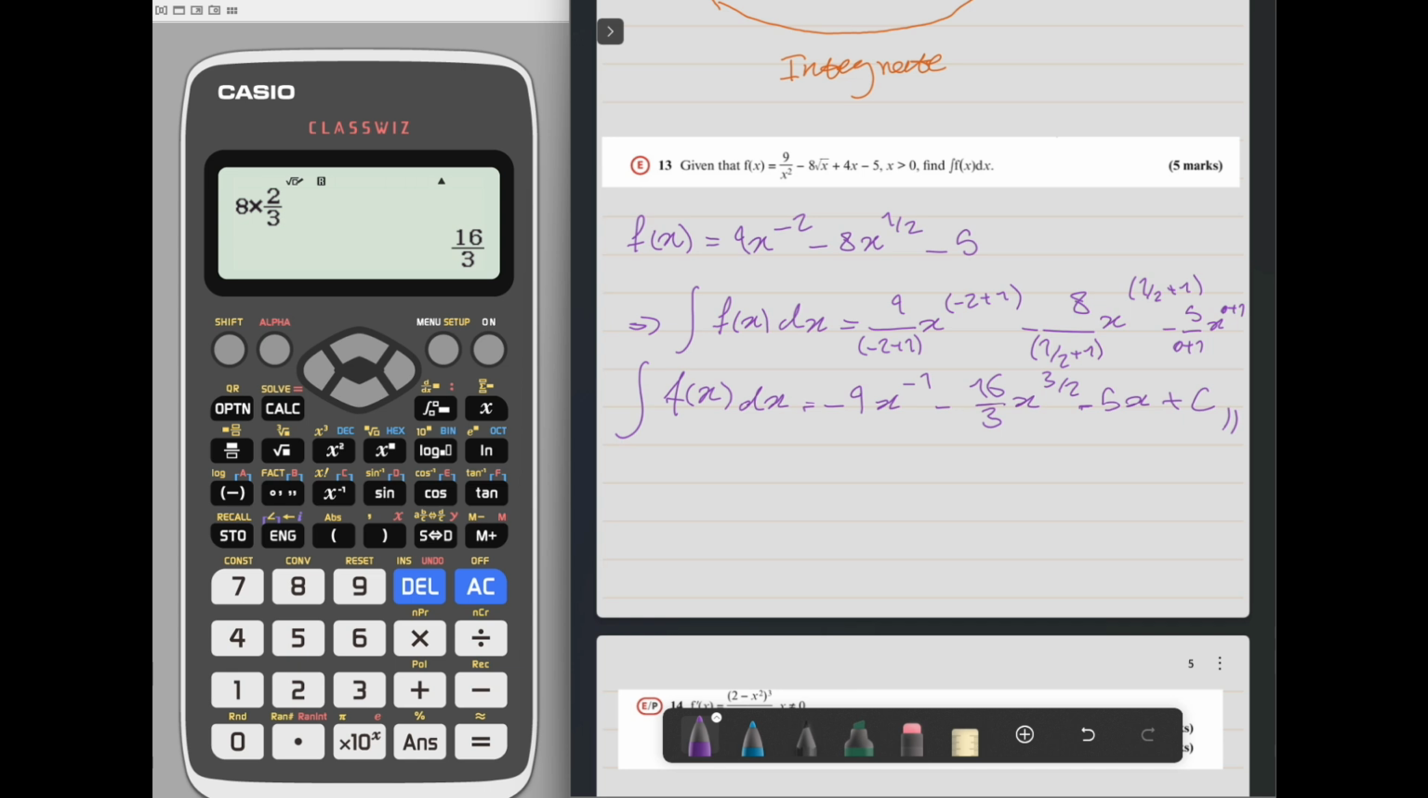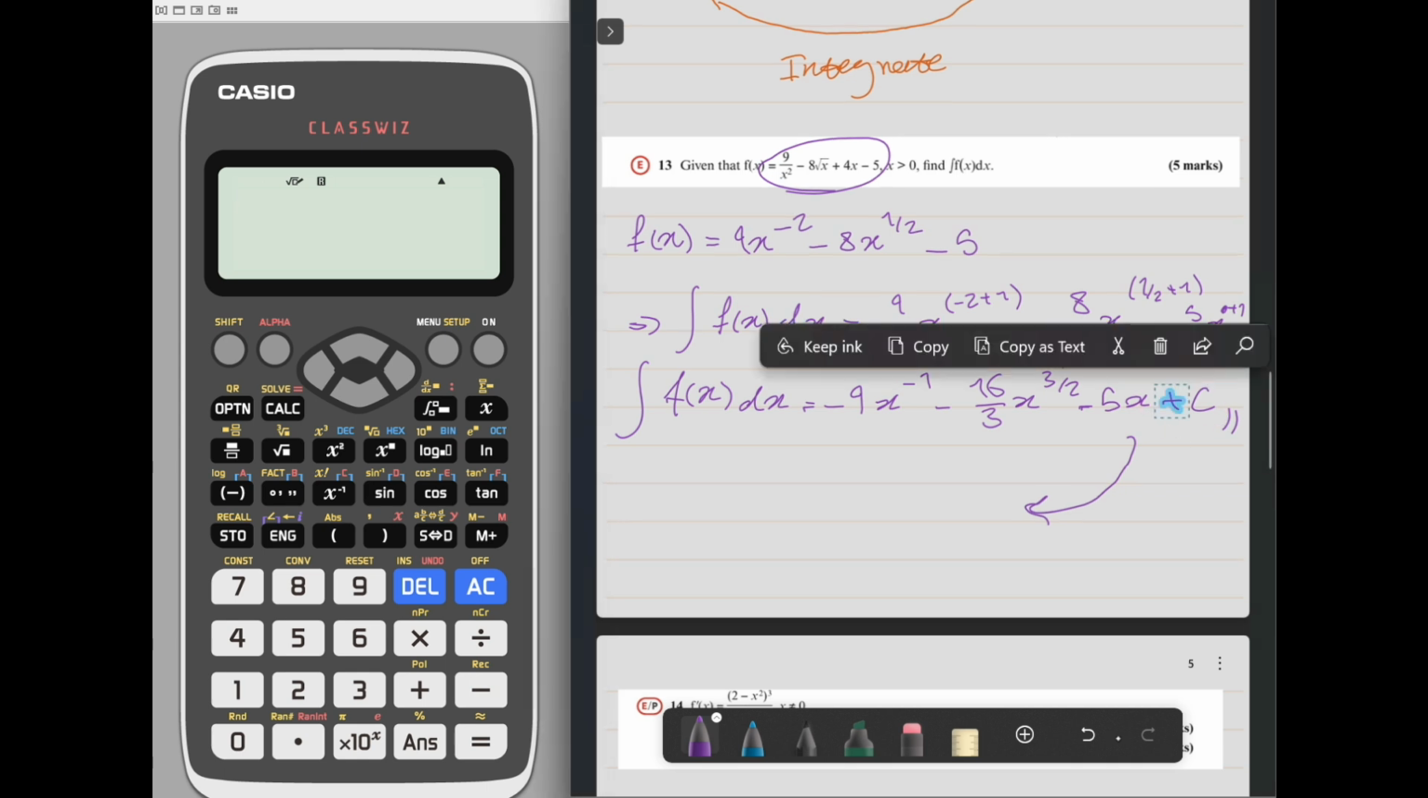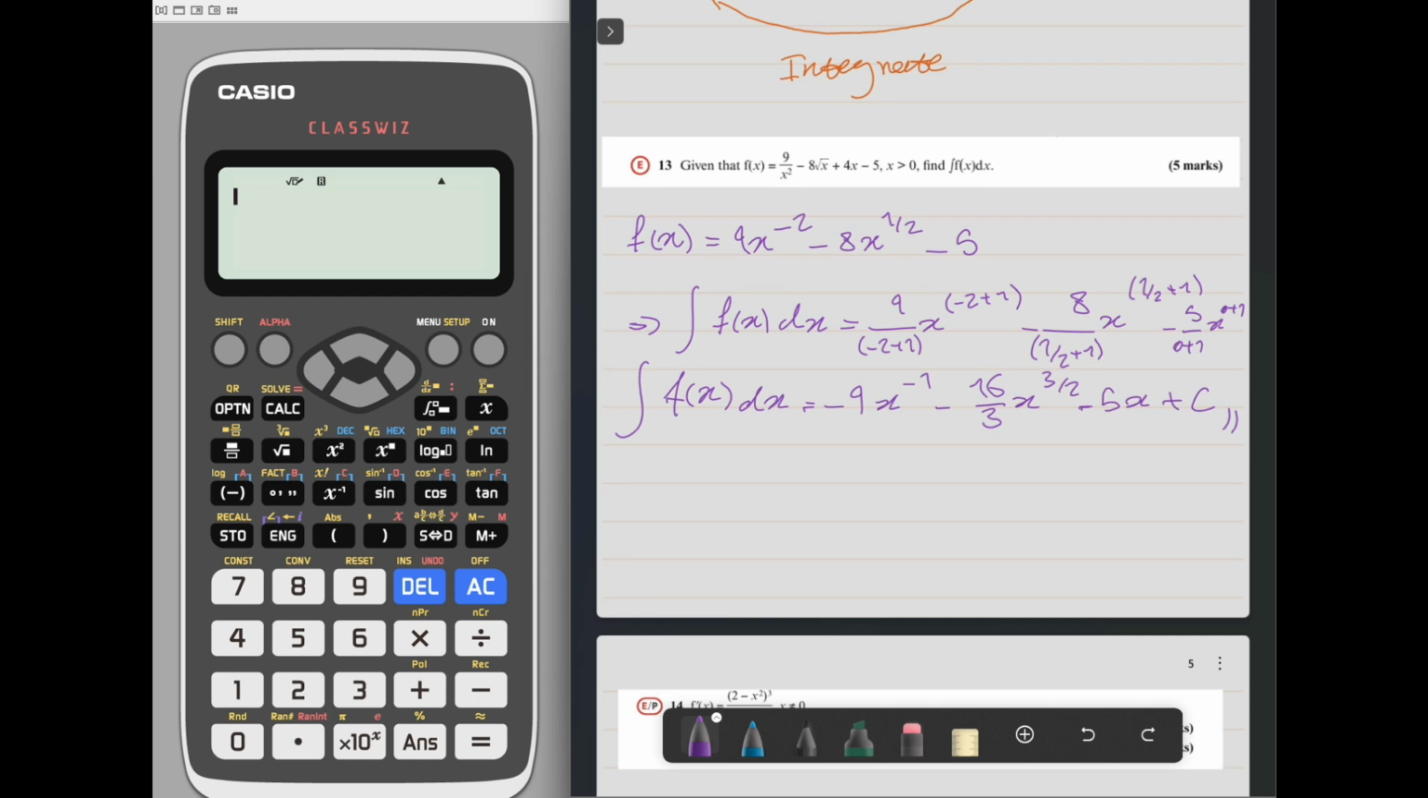Okay, so if you want to check your answer to see if it is correct or not, then differentiate this one back to get this part. If you didn't get this one, then it means that you did something wrong. But if you got this one, congratulations, you did it right. And do not forget to mention the plus c here. Again, do not forget to mention the plus c here. It is very important.